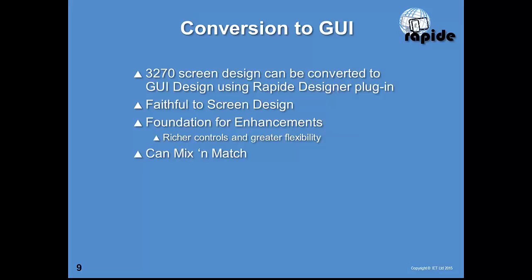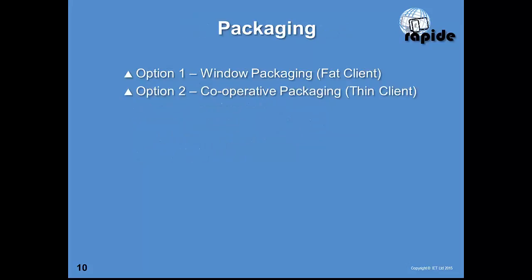If you have 1,000 screens and you want to enhance 5 of them, then you only need to convert those 5 to a GUI design and enhance them, and they will interoperate with the other procedure steps that still retain the screen design. So this mix and match approach means that you only need to enhance those screens where there's a business benefit for doing so, and the others you can retain unchanged.